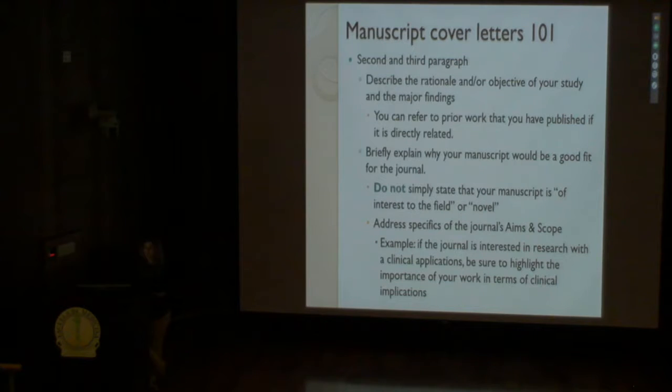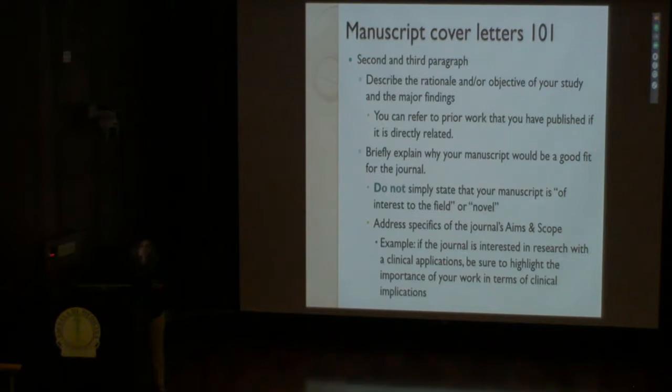So the second and third paragraph, this is where you actually sell yourself and sell your research and sell your results. Why should you be published in this journal? You should describe the rationale or objective of your study as well as major findings. You can refer to prior work. If you have prior work that has served as a foundation to your study now, you can even cite yourself and say that this work was established based on what you published elsewhere.